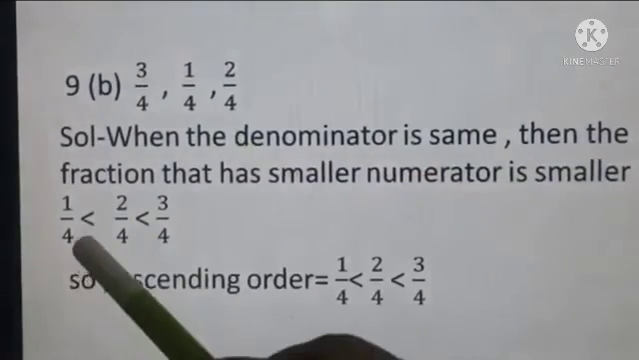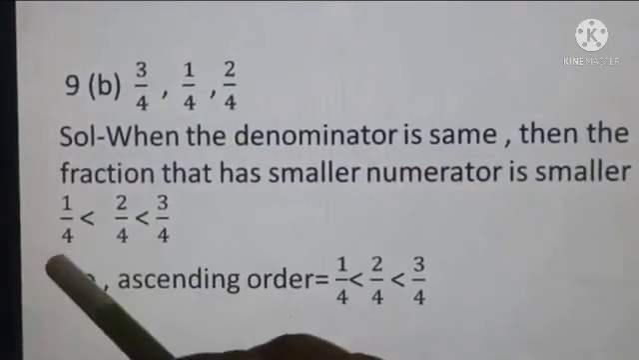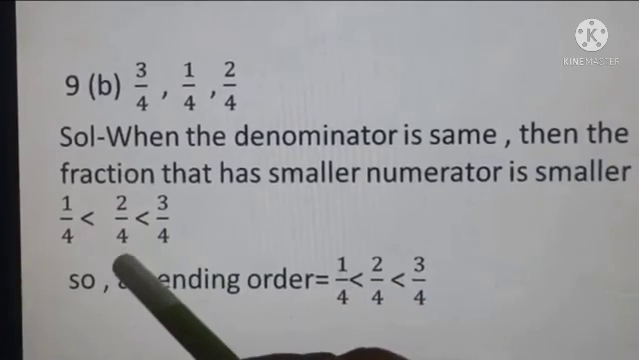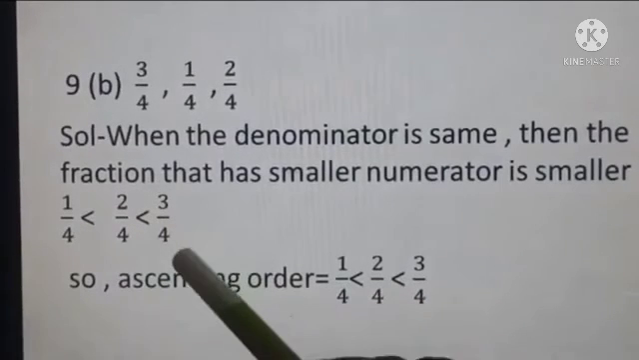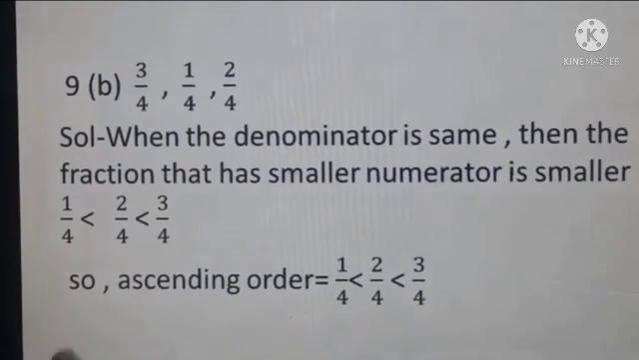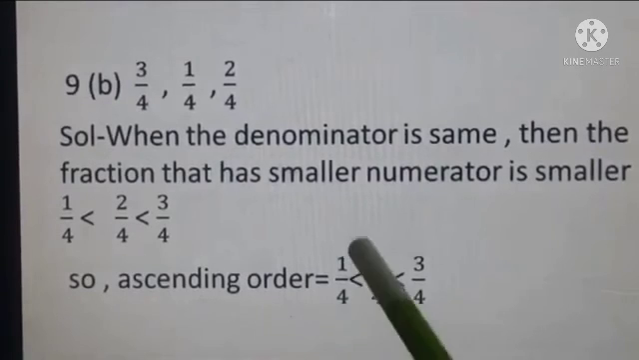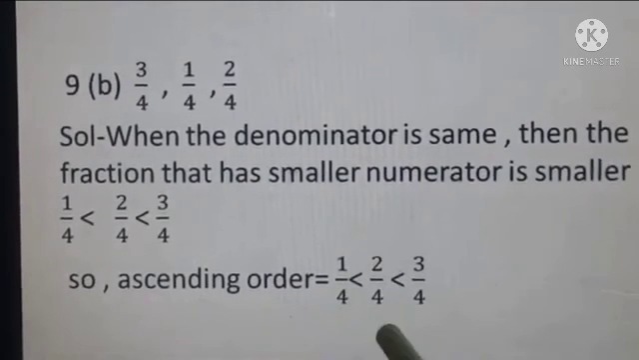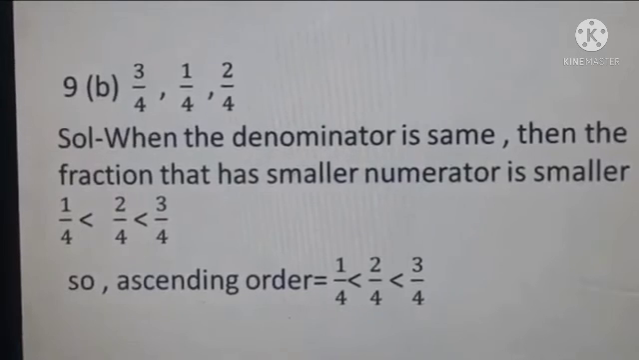So our fraction will become 1 upon 4 is smaller than 2 upon 4, and 2 upon 4 is smaller than 3 upon 4. So ascending order is 1 upon 4 is smaller than 2 upon 4 is smaller than 3 upon 4.